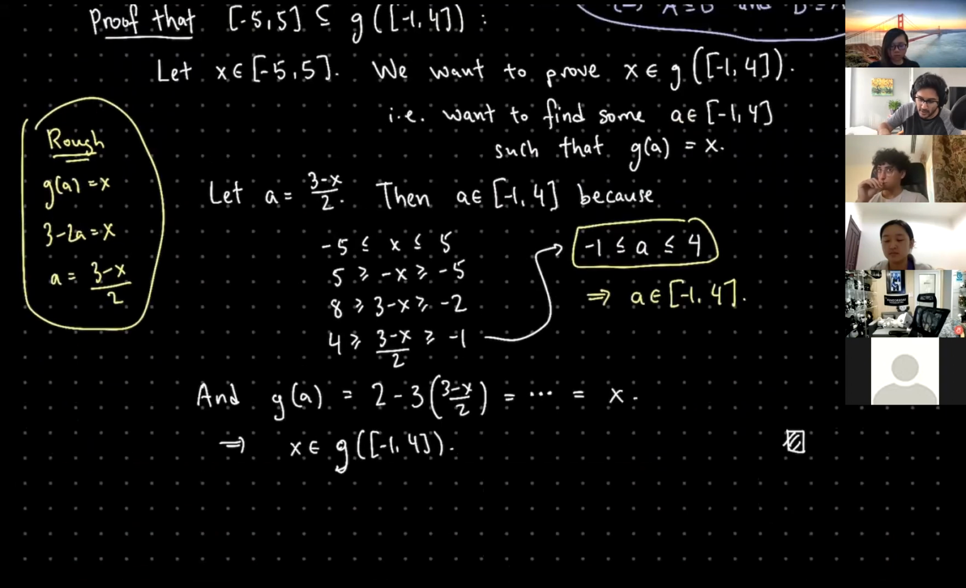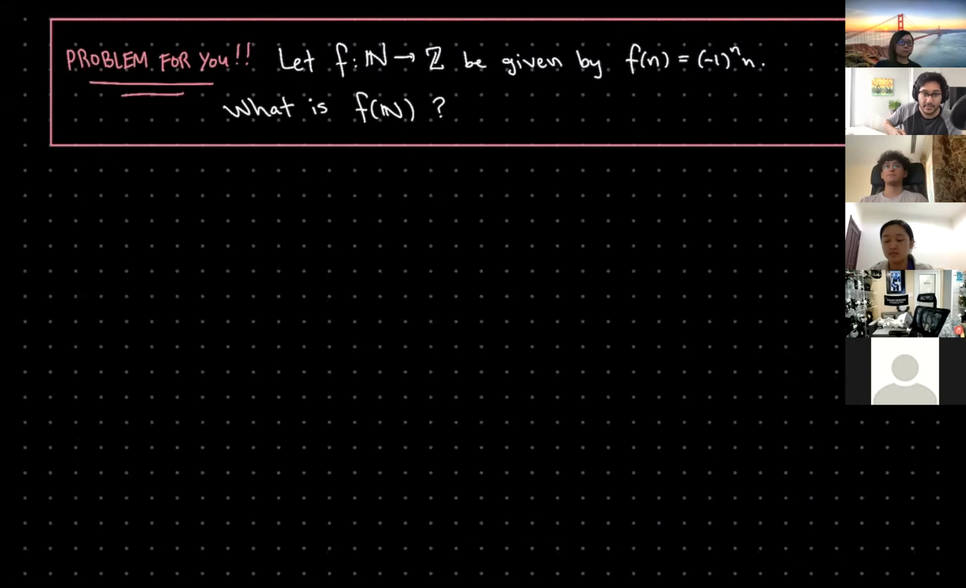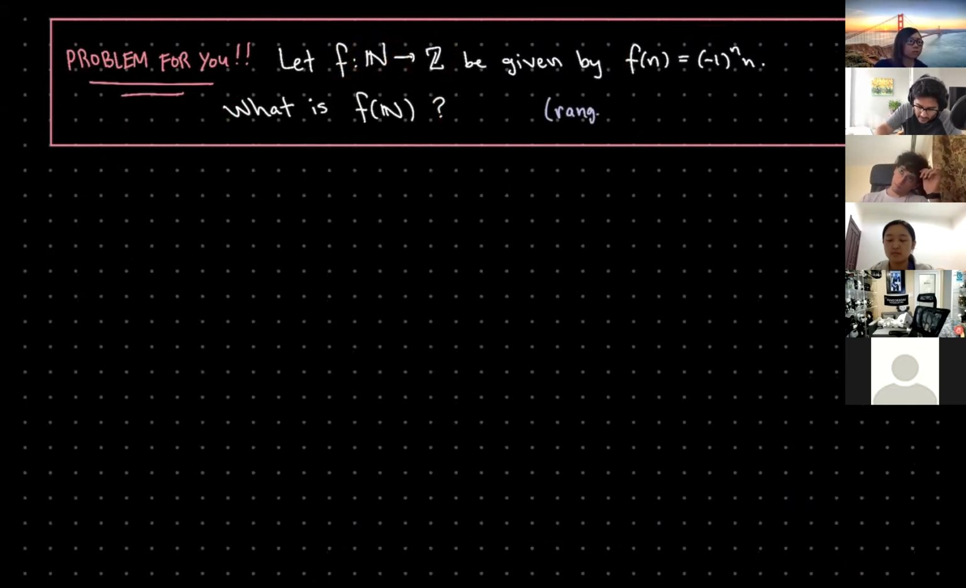Let me give you one example to end off the class. I'll give you 5 minutes to work on this example here. Here's another function. This is a function from the natural numbers to Z, and it's defined by some weird formula, f(n) = (-1) to the power n times n. What is the image of all natural numbers? Since it's the image of all natural numbers, this is basically the range of f.